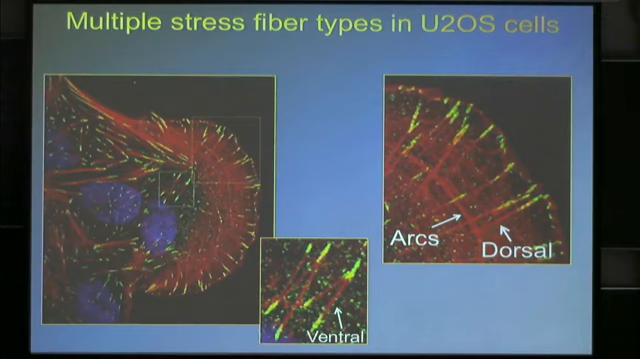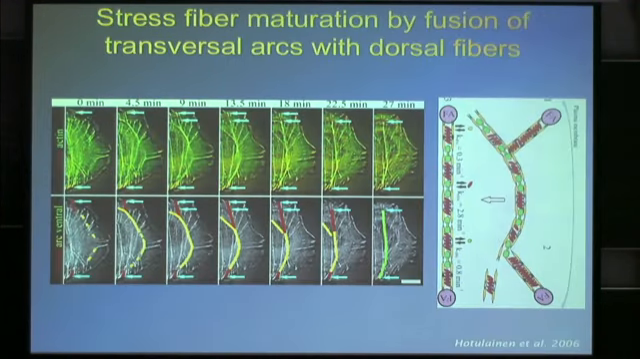Then we have those dorsal fibers, which are attached to the focal adhesions with one end, and with the other end attached to those arcs. Then the third one are the so-called ventral stress fibers. With both ends they are attached to the substrate. These three types of stress fibers have been shown to be tightly connected in their dynamics.